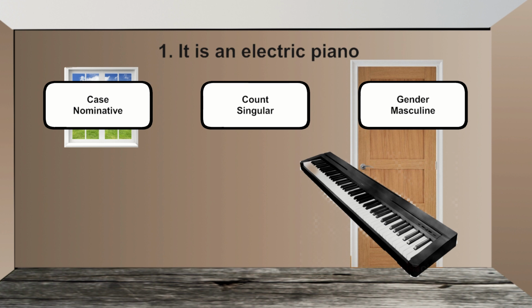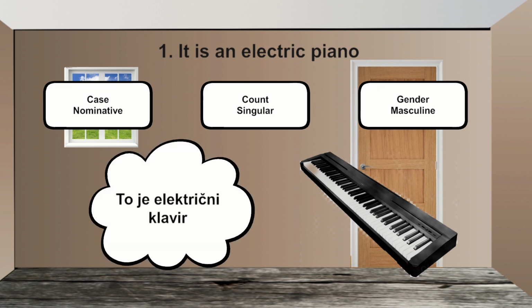Question 1. Prvo pitanje. It is an electric piano. It is singular, and piano or clavier is masculine. Masculine adjective receives an I and the noun is unchanged, so the answer is to je električni klavir. And let's practice saying that. To je električni klavir. And well done if you got that correct. If not, let's see if we can help you make sense of it soon.